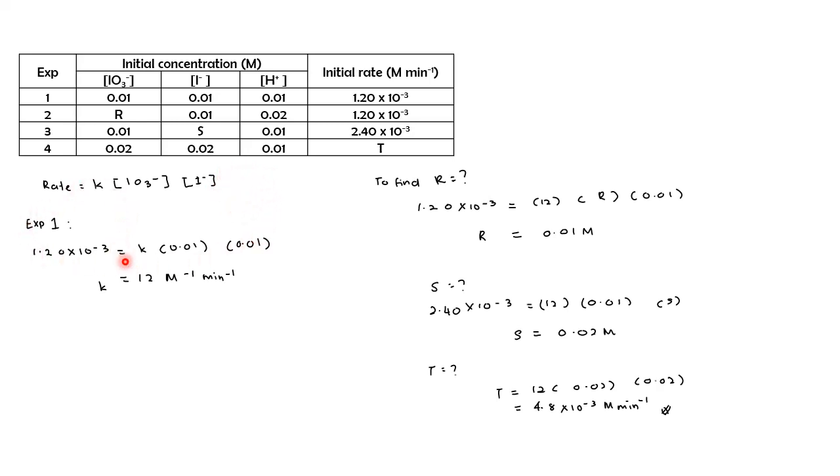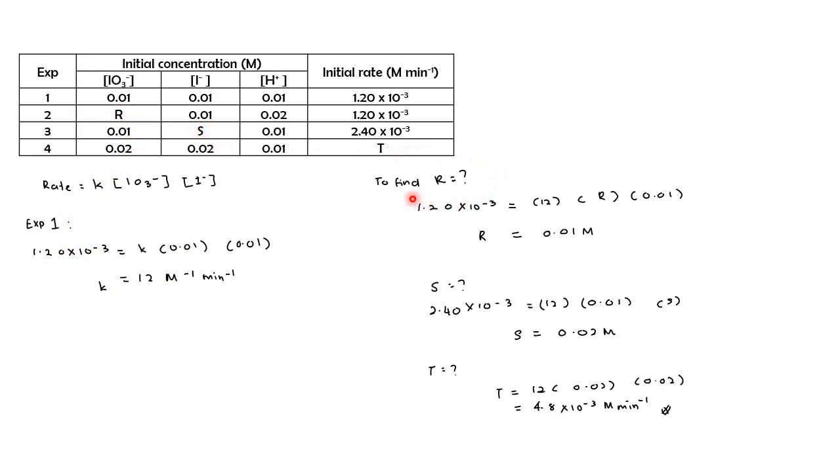And to find the rate constant k, you just substitute the value. We can use data from experiment 1 and substitute the values to solve for k, and you will get the value 12 per molar per minute for the rate constant. And when you already have the rate constant, you can use it to find the values R, S and T.